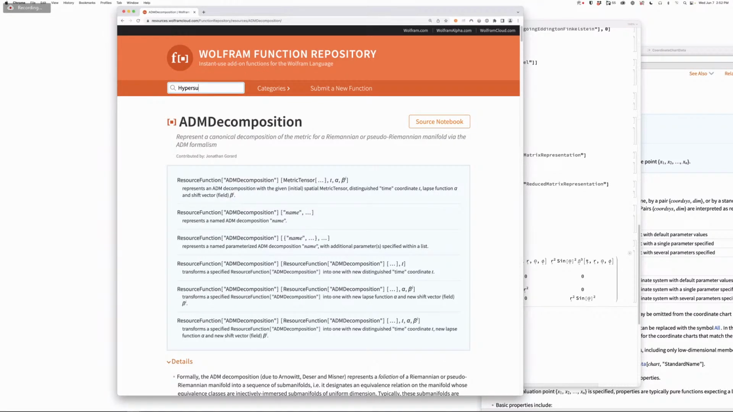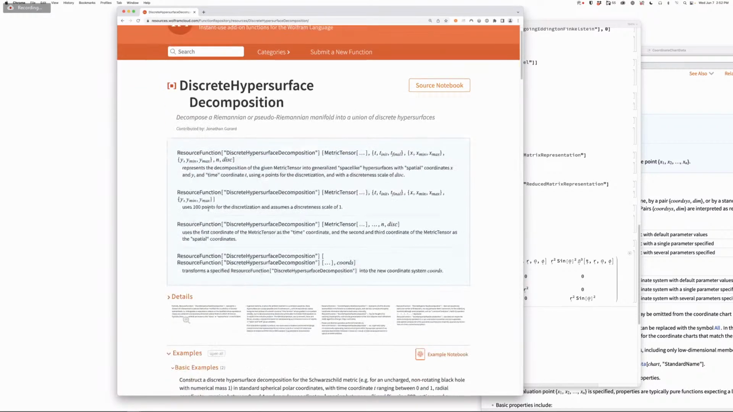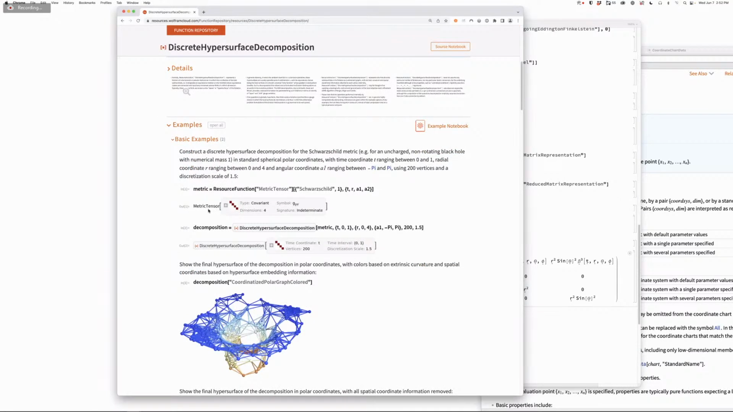A discrete hypersurface decomposition. Yeah, I know. Oh, sorry. I'm hoping that the search system will... We only have one function with hypersurface in its description. Wow, cool. Okay.